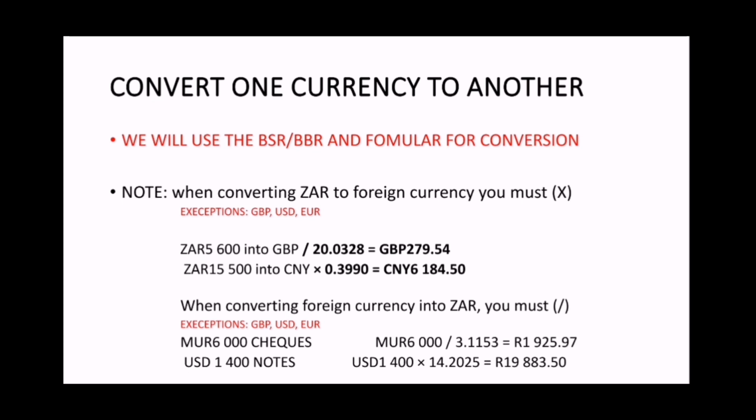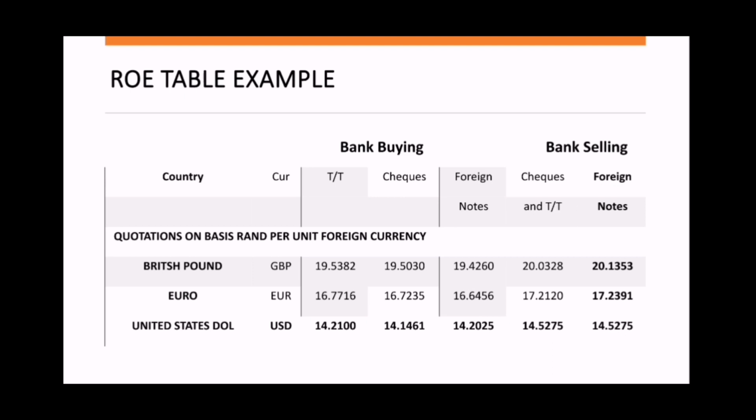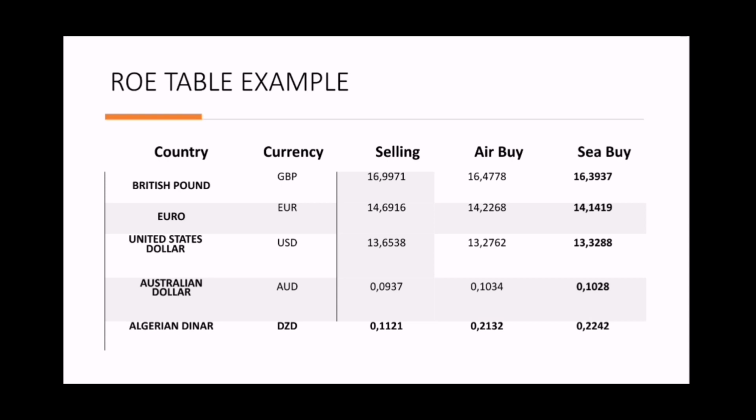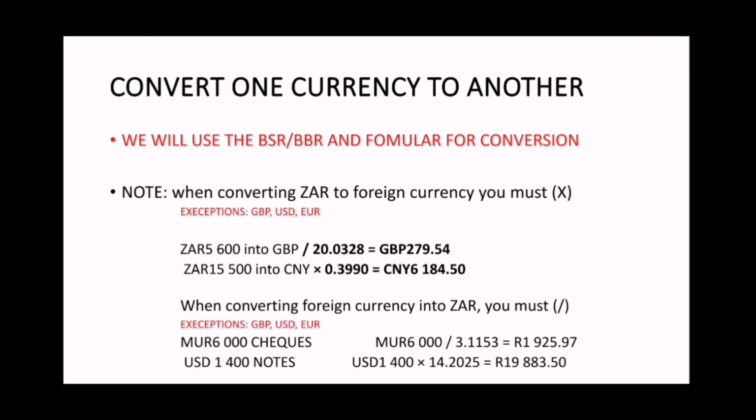rand to any other foreign currency, if we take a look at the ROE table in the previous page, you have your Australian dollar and the others. If you are converting to these foreign currencies, you will multiply. But if you are converting to your major currencies, you will then divide, because the major currencies are higher in value than the rand. So the example there below.